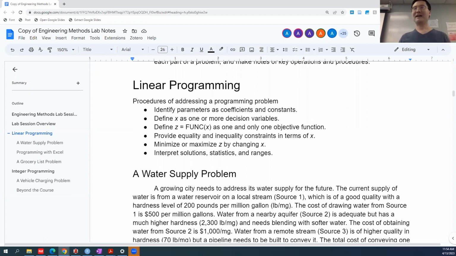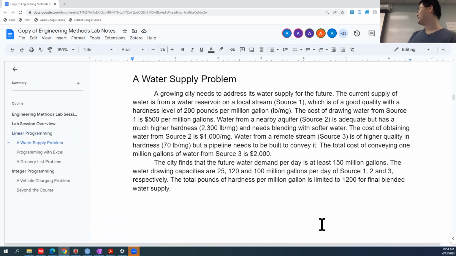All right. Practice problem. Now, congratulations, you are hired as an engineer for a city planning department. In this growing city, we are having a water supply problem. As you can see on the shared screen, these problem hints usually appear in your homework questions as well as your exam questions. So get yourself familiar with the typical phrases of linear programming language so that you can identify the parameters from the problem hints as well as the objective from the problem hint.